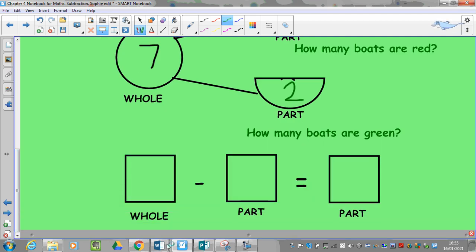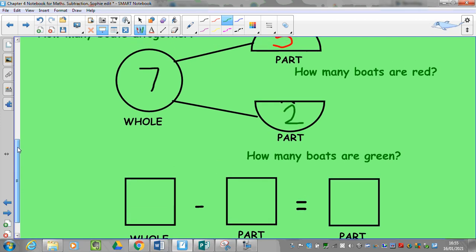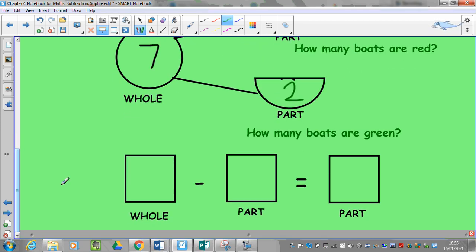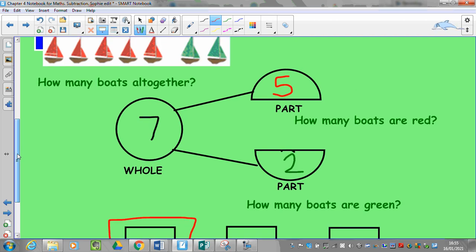So let's write that as a number sentence then. So let's scroll so you can see. I've got my whole number here. Now my whole number always goes at the beginning of my number sentence because this is the biggest number, the greatest number, and we always take a part away from the greatest number. So what is my greatest number? My greatest number is 7 because 7 is bigger than 5 and 7 is bigger than 2.